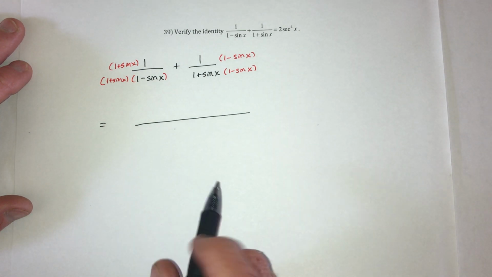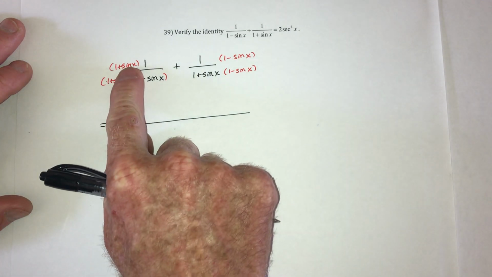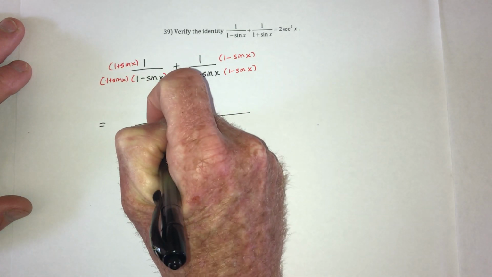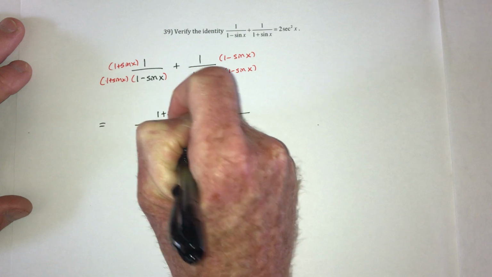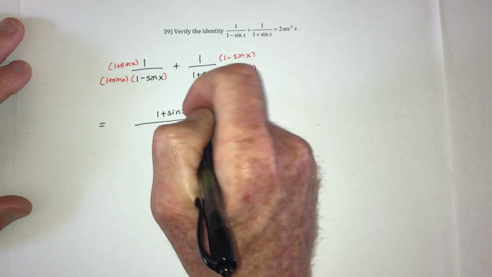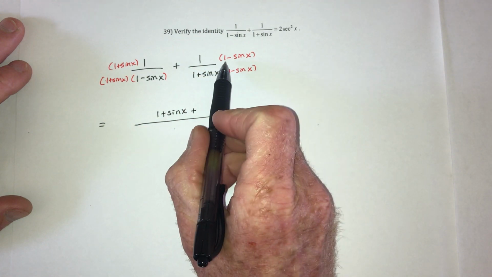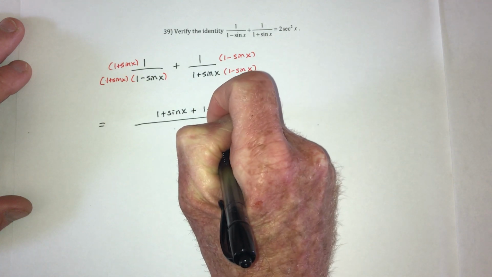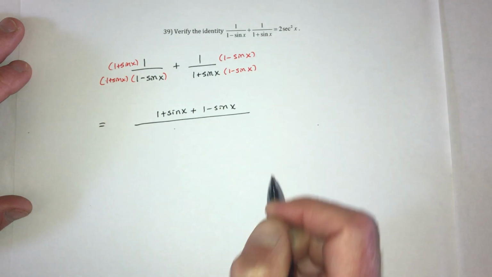All right. Then it becomes one fraction. So this would be 1 plus sine x times 1. So that's just 1 plus sine x. And then plus, this one would be 1 minus sine x times 1. So 1 minus sine x.